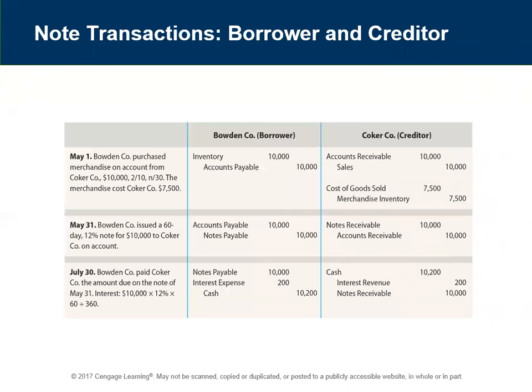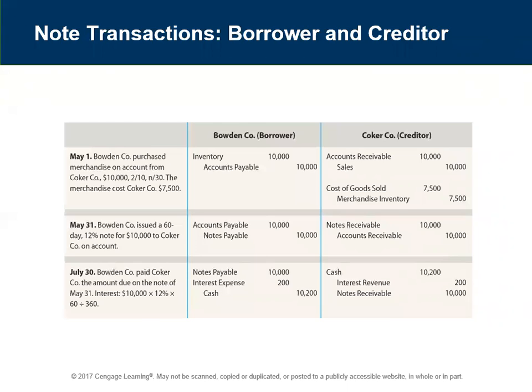Well, 30 days passes and Bowden realizes they can't pay that $10,000. So we're going to pretend we're Bowden in this situation. So then we're going to say, hey, we'll give you a note for 60 days at 12% interest, and then in 60 days we'll pay you this full balance. Okay. So showing us what we just went through basically on the last couple of slides.